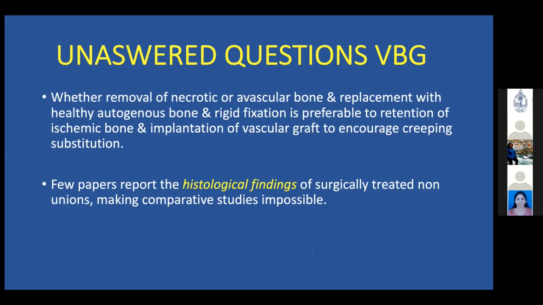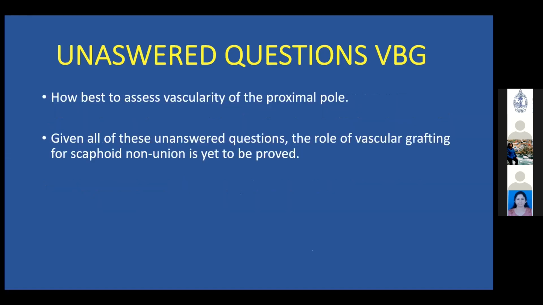You have only one chance for one attempt, because the vascularized bone is a small piece, a small chunk of bone, so multiple attempts can actually compromise the vascularity. So it is very difficult to comment whether your vascularized bone graft is still vascular or not, or has it become non-vascular. Given all these unanswered questions, the role of vascularized grafting for scaphoid non-union is yet to be proved.